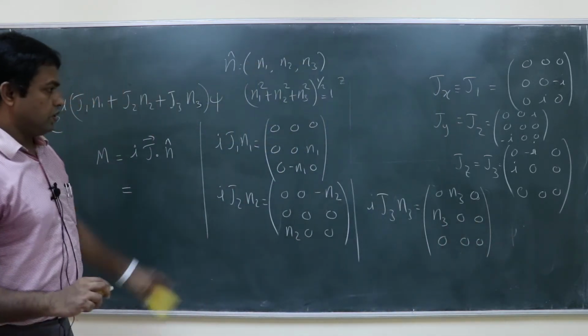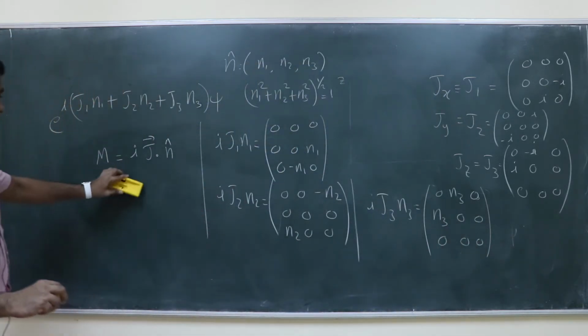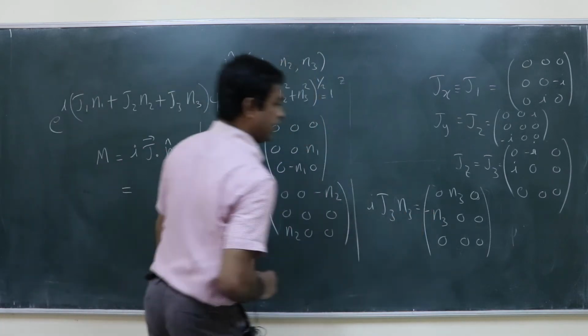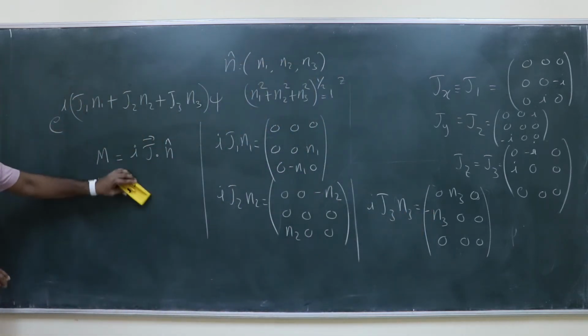Okay. So if you add these two, what are you going to get? That is this matrix M basically. Okay. So in the second row, should it be minus n3? This is minus n3. Yes. Okay. So what is this equal to then?